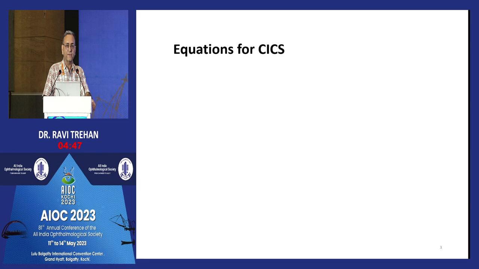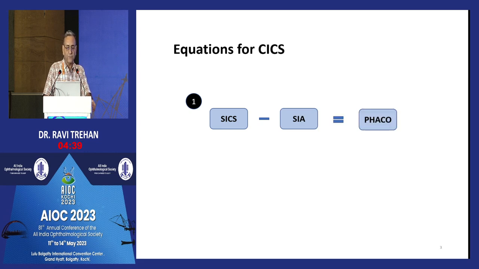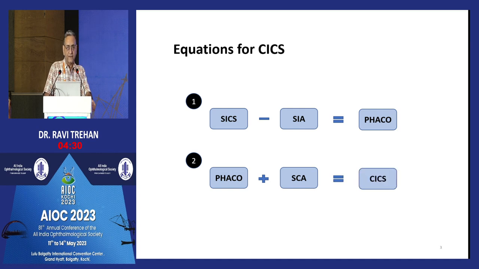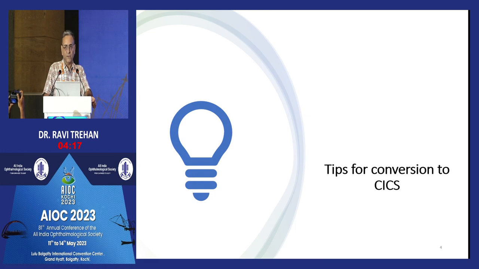A very small equation which I wrote: in SICS, if we deduct SIA, the results will be equal to phaco. And if in phaco, we add the results of surgically corrected astigmatism, results are even better, and that is CICS, customized incision cataract surgery. I know in basic courses it was taught how SICS was done. I'll just give some tips for conversion to SICS. Here, my aim is not to reduce astigmatism. I want to use this astigmatism for my benefit.